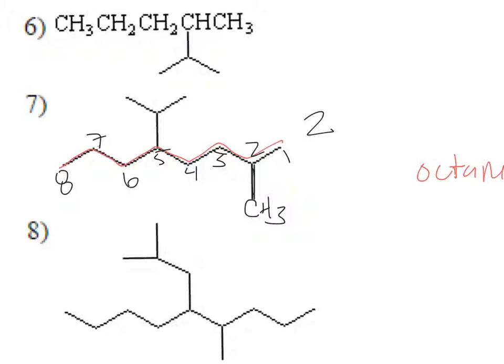We haven't talked about double and triple bonds yet, so for now, that's good. So that makes this 2-methyl, because that's a methyl group. What else do we have? At carbon 5, something else is happening. What is happening? It's a little weird.